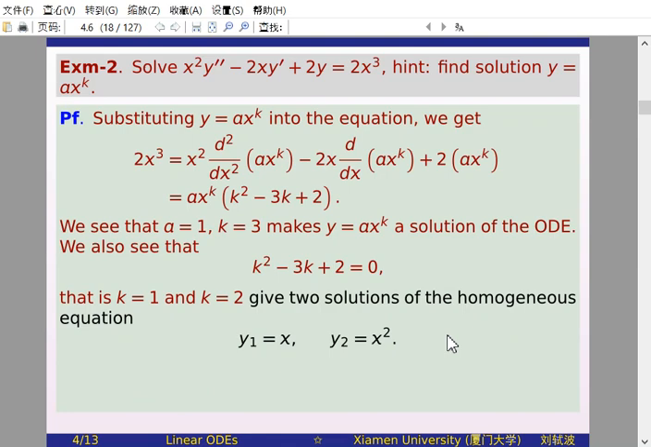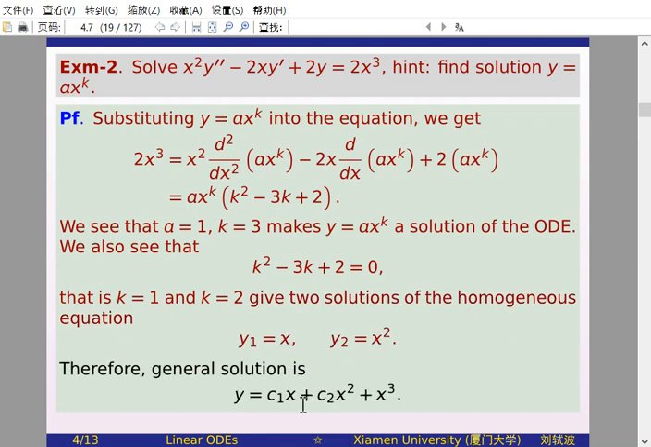Therefore, the general solution of this non-homogeneous linear second order variable coefficient equation is c1 x plus c2 x squared plus x cubed. So this is a very useful method to solve some particular second order linear equations with variable coefficients.